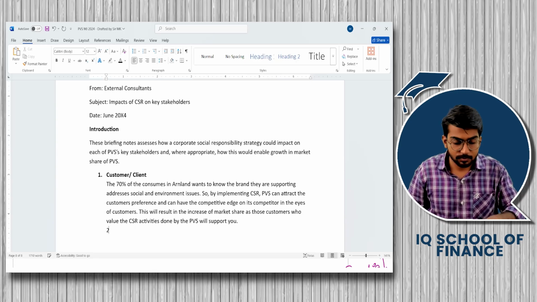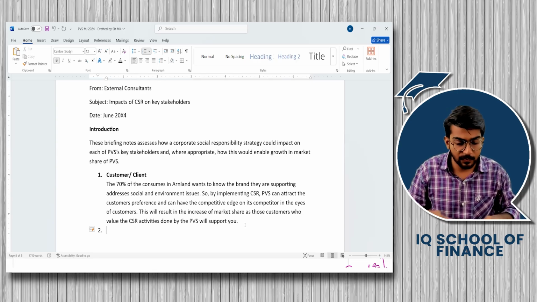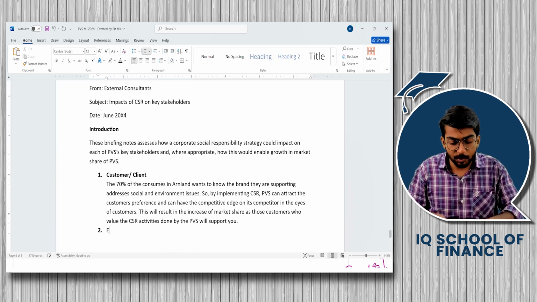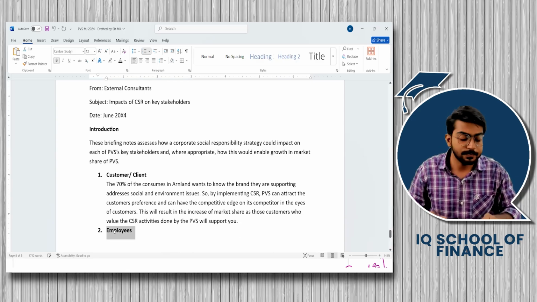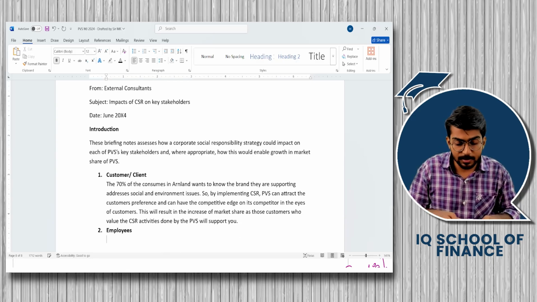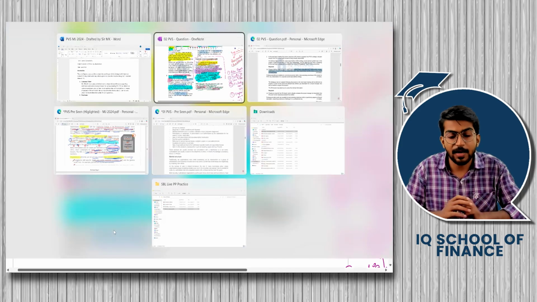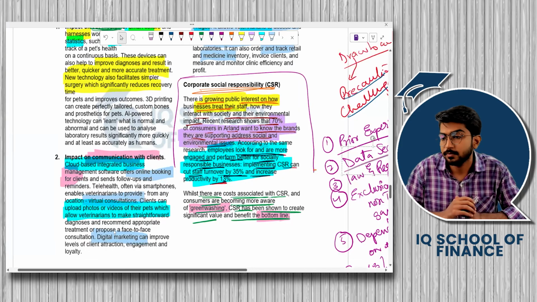The other thing, what else do we have? We have our employees. What do you guys think about how the CSR activity will have the impact on the employees? Yes, you can connect it with the bar chart.